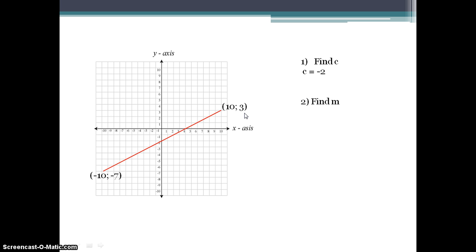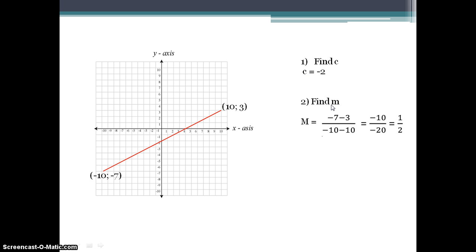To find m, I've got to plug these into my gradient formula. So m equals, and there you have it all out there. Pause if you'd like to go through that slowly. But basically on top I have my change in y. At the bottom I've got the change in x. I simplify it and I get m is equal to 1/2.